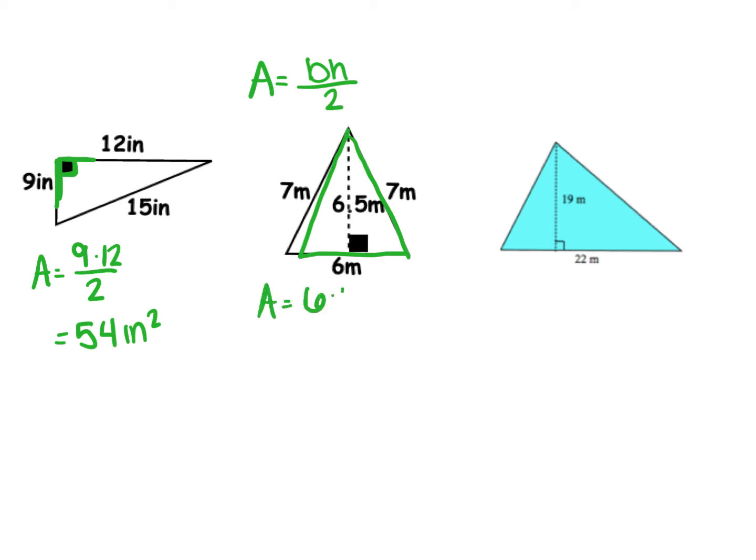So we're going to do 6 times 6.5, because those are our base and height, and divide by 2, which gives us an area of 19.5 meters squared.